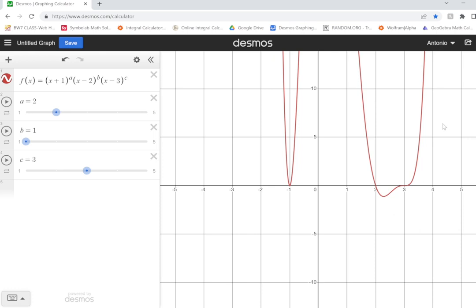Whatever the multiplicity happens to be, in this case we would say the root at x equals -1 has a multiplicity of 2. The root at x equals 2 has a multiplicity of 1. And the root at x equals 3 has a multiplicity of 3. Okay, so now we've seen how the multiplicity of these roots affects the behavior at the x-intercepts.